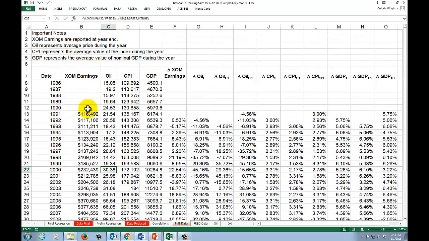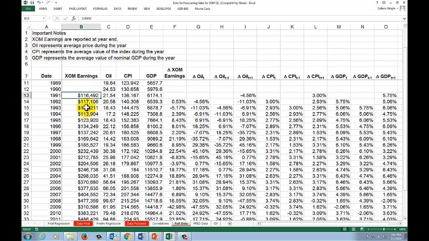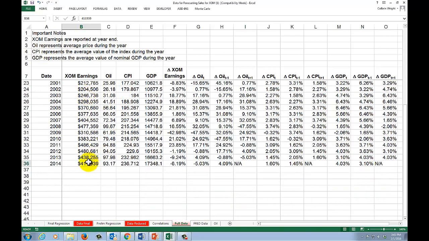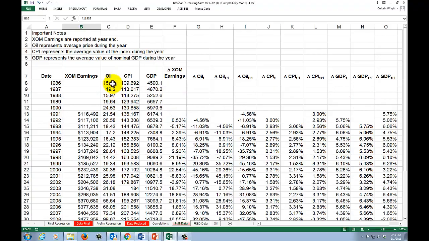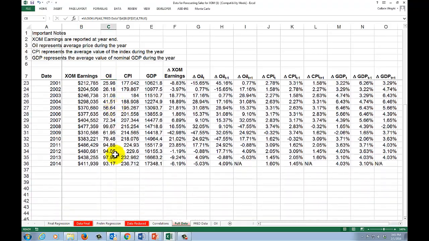So here are earnings for ExxonMobil going back to 1991, 116 billion. You can see in 2014 they had almost 412 billion. I've grabbed oil prices per barrel going back to 1986 when it was $15 a barrel. In 2014 it was $93 a barrel.